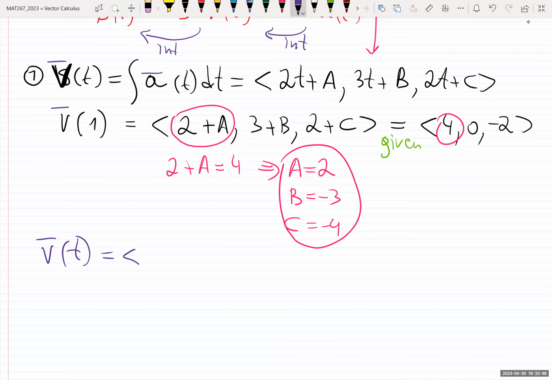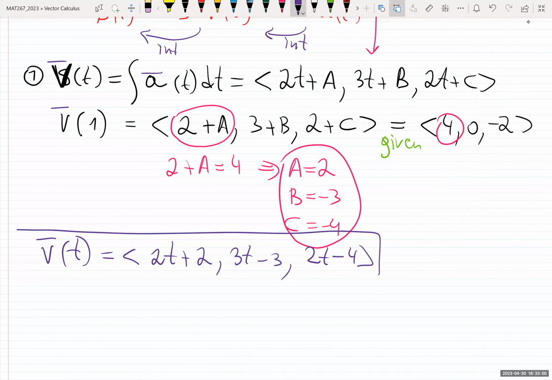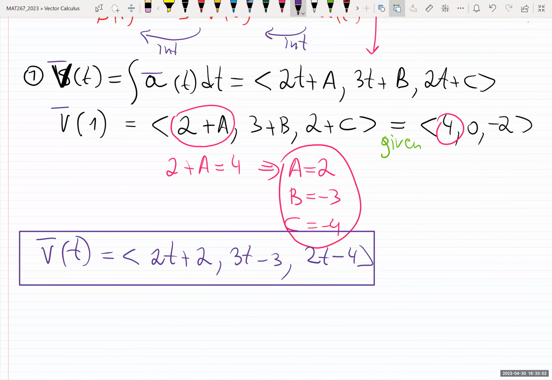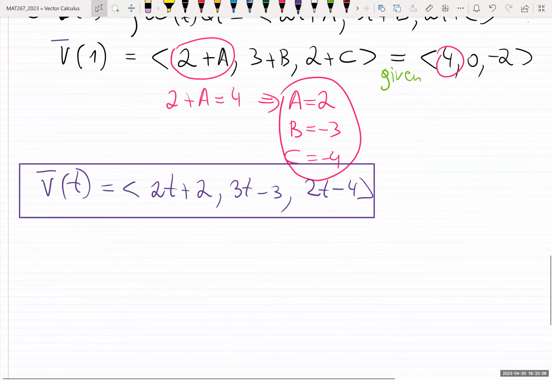V is 2t plus A, but A is 2. 3t plus B, which is minus 3. 2t plus C, which is minus 4. Put it in the box, we need it. And you repeat the whole process. The only thing is they never told us what to plug for A. So that's the only thing to also think about. Let's do it. Step 2.